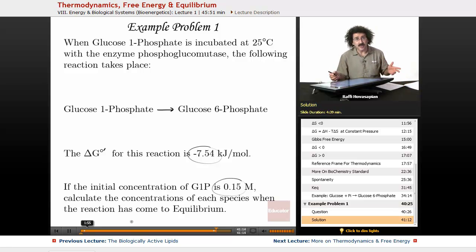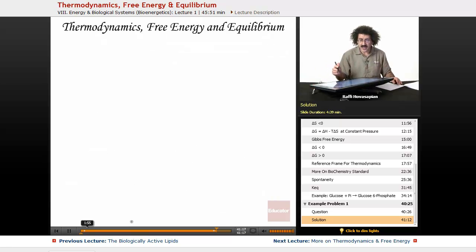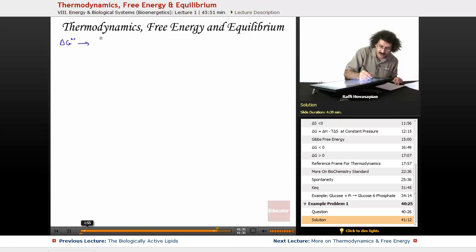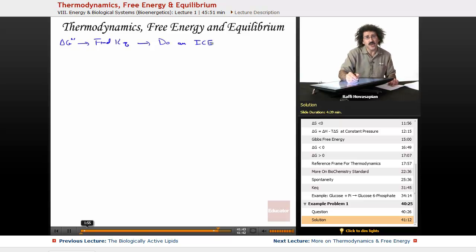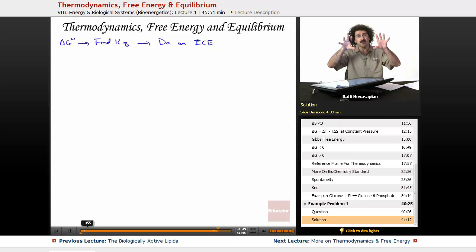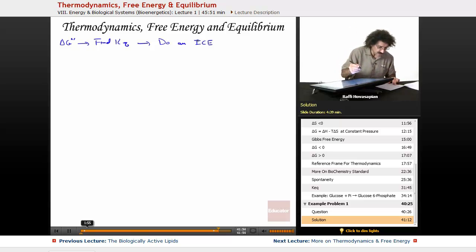So this is essentially an equilibrium problem, and as such, we're going to end up making something called an ICE chart, if you remember from general chemistry. So the plan for this particular problem: we have the delta G. From the delta G, we're going to find the KEQ, and then after that, we're going to do an ICE chart. ICE just means initial, change, equilibrium, one of those charts that we used to do in general chemistry to track where things start, where they end up, and then do the calculation based on the KEQ. So let's go ahead and do that.